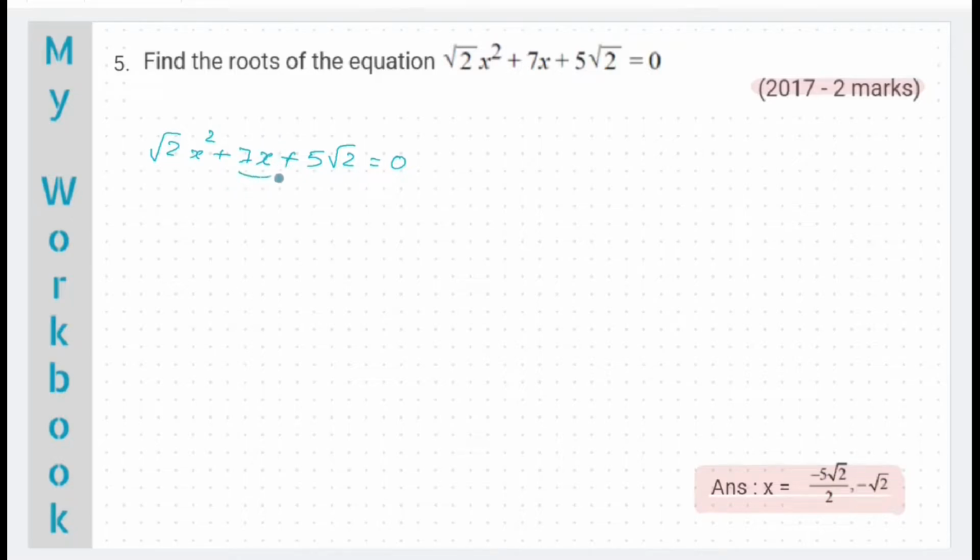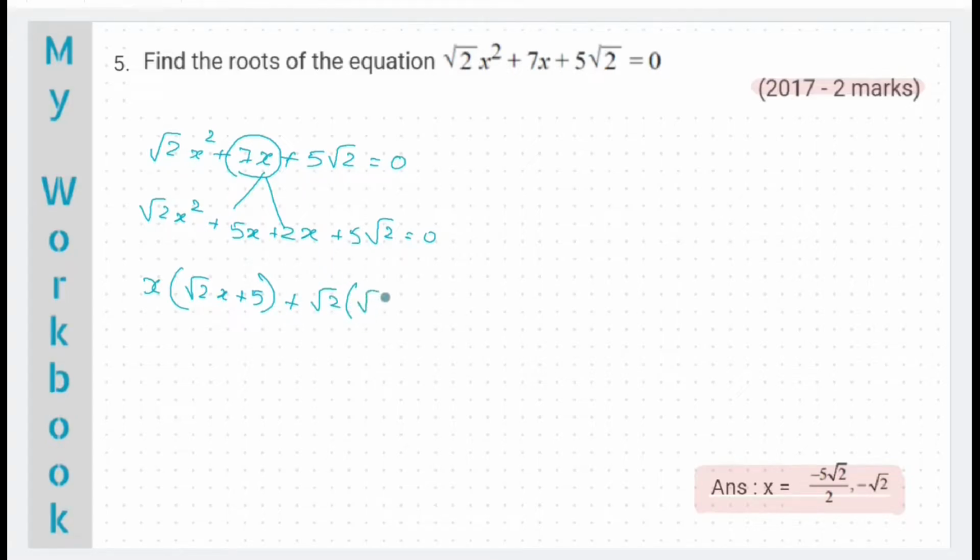This 7x, let's split it up as 5x plus 2x. So I'm splitting the 7x as 5x plus 2x. Now I can pull out x as common. So I'll be left with root 2x plus 5 from these two terms. In the third and the fourth term, let me pull out root 2 as common. So I'll be left with root 2x plus 5 is equal to 0.